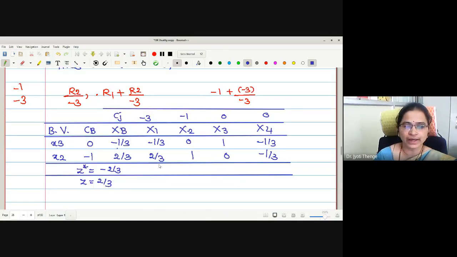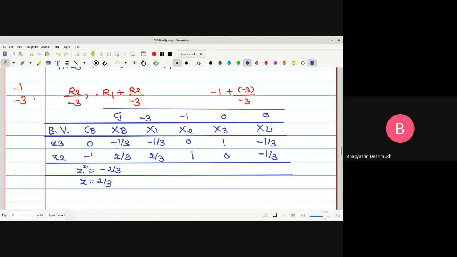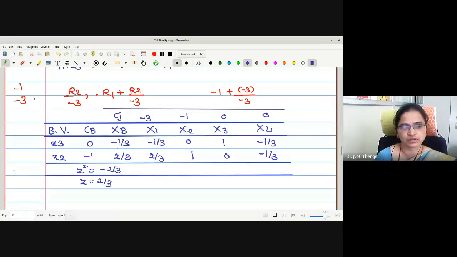What are the entries of net evaluation? Cj minus Zj, that is CB x1 minus C1. Now we can do this entry. 0 into minus 1 by 3 is 0. Minus 1 into minus 2 by 3 is minus 2 by 3, plus 3. 3 minus 2 by 3 is always 7 by 3. Good. This is 7 by 3.